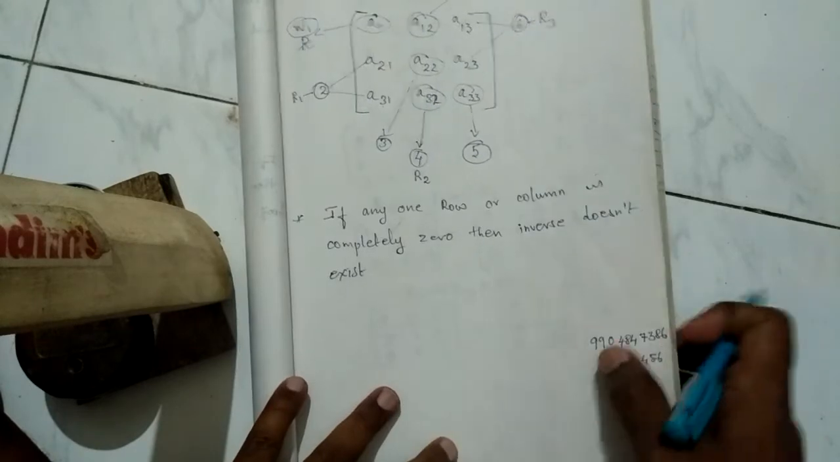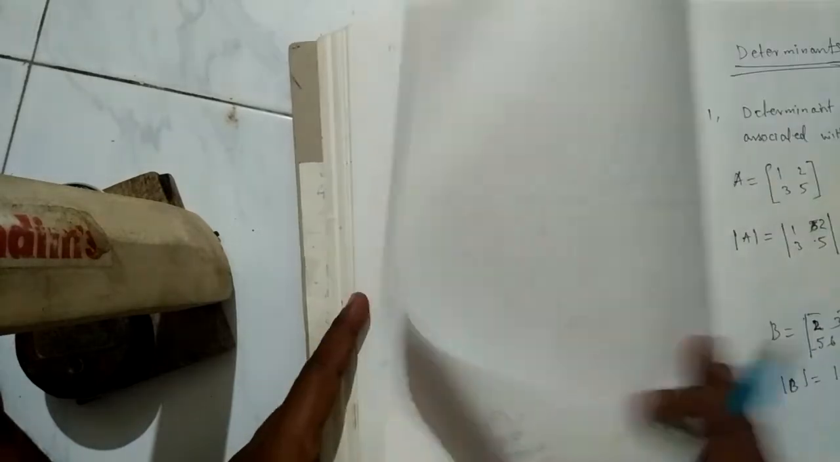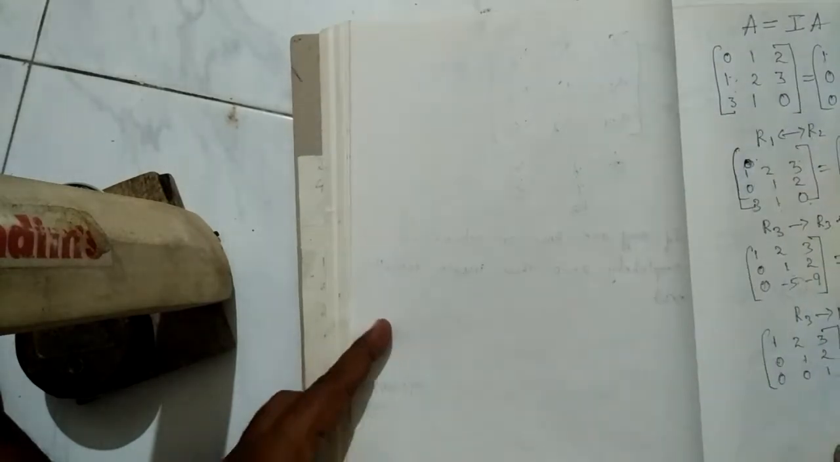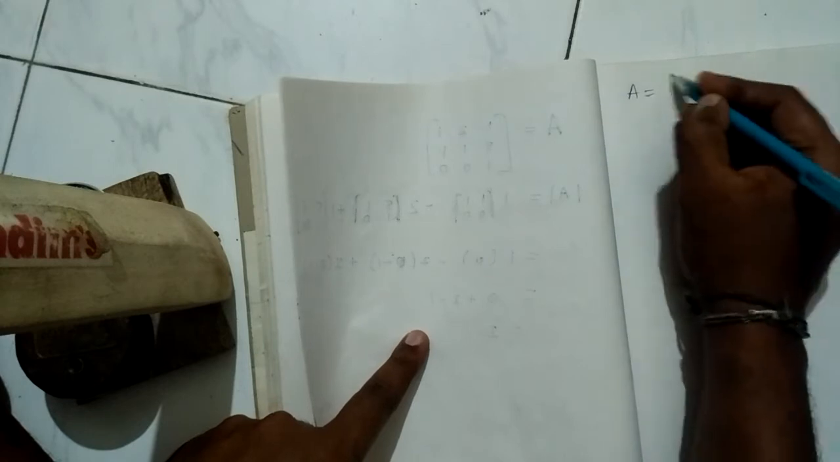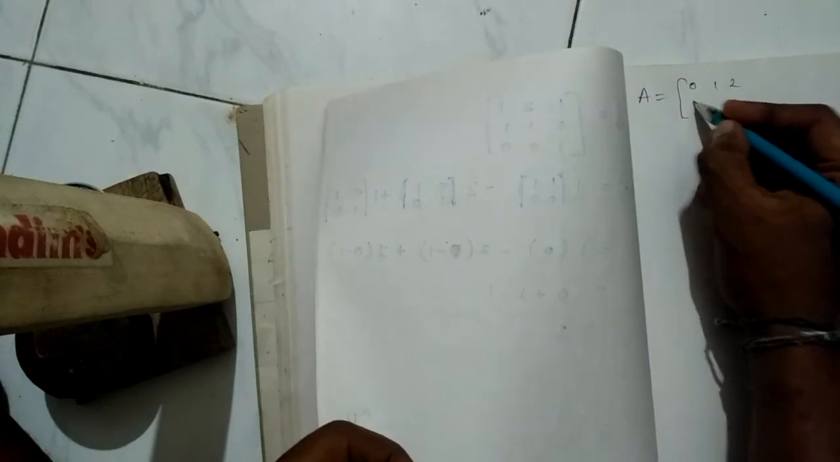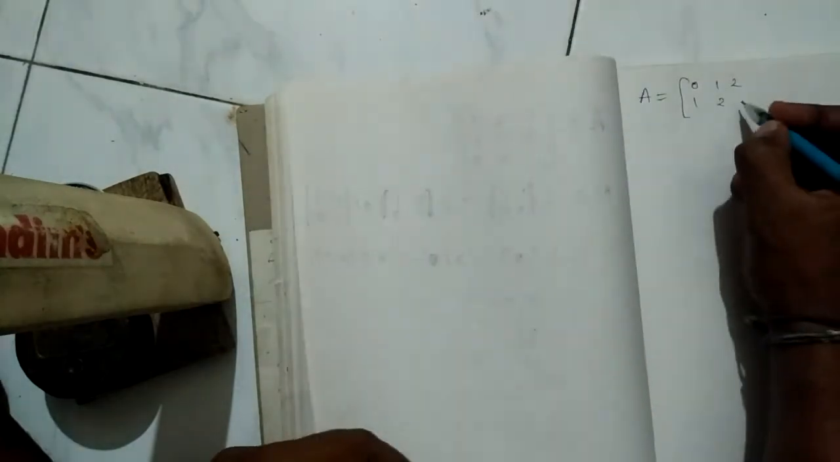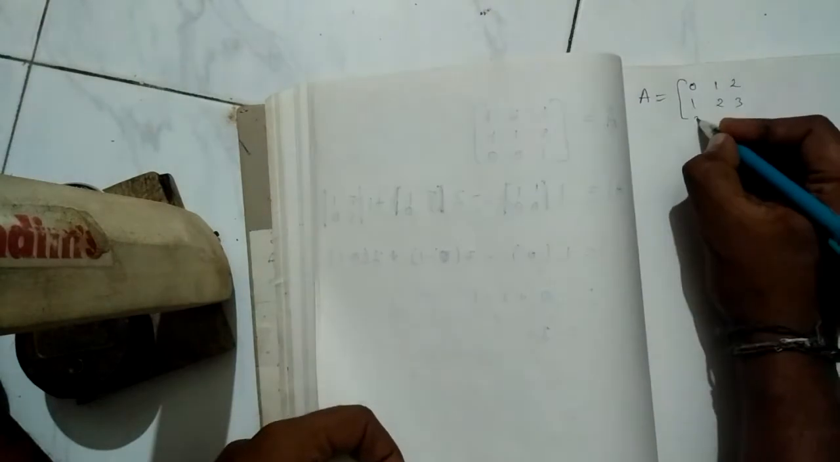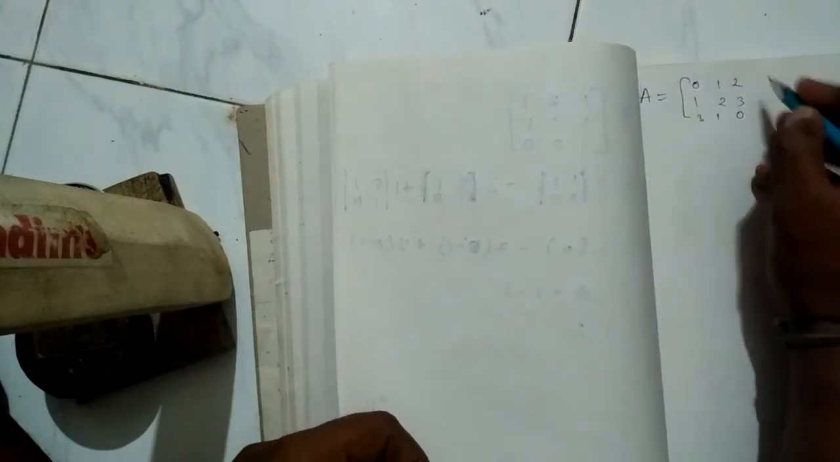Okay, now we are going to see a problem, how to find the inverse of a 3x3 matrix. So the problem is this one. A is equal to the matrix with rows 0 1 2, 1 2 3, and 3 1 0.